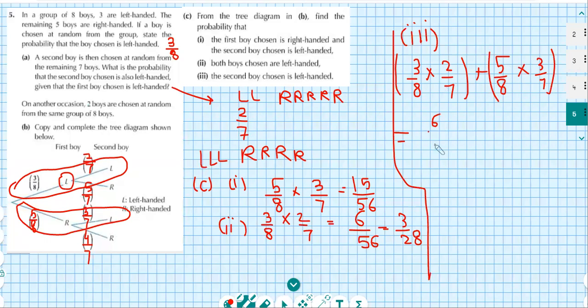So it will be 6 over 56 plus 15 over 56, or 21 over 56. Or 7 21s are 21 and 7 8s are 56. So the final answer will be 3 over 8.